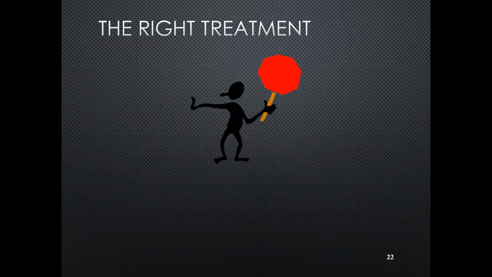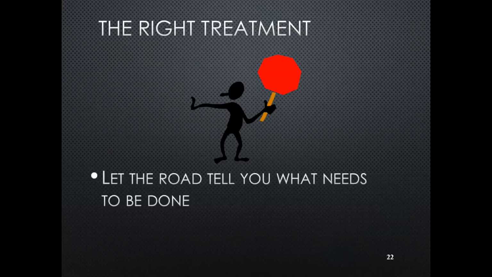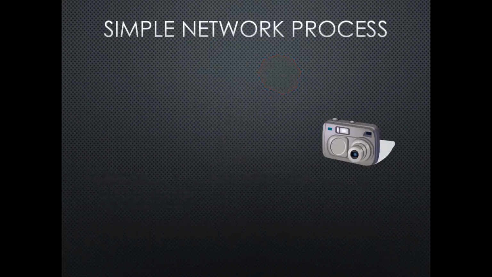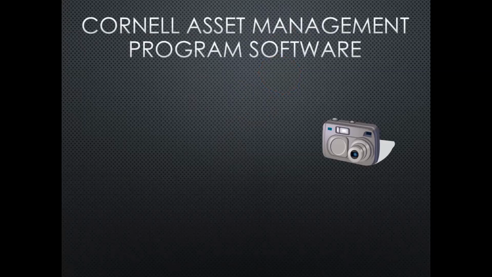Again, the idea is to fix the problem. Let the road tell you what it is. The distresses have causes. Let it tell you what it is, and then go back and try to fix the disease and not the symptoms. If you've got a crack, filling it's going to help, but it's not going to fix it. So it's a simple network process, and I'll use our CAMP software, our Cornell Asset Management Program software as an example.